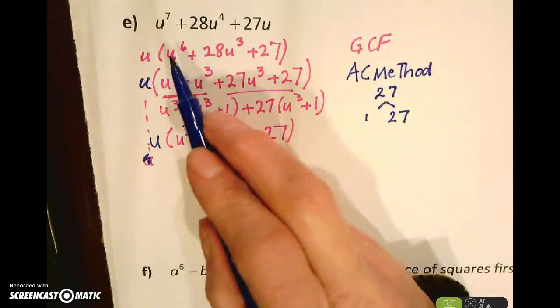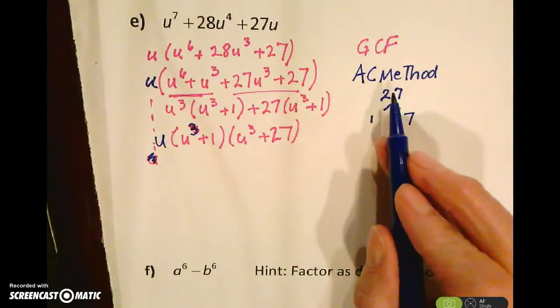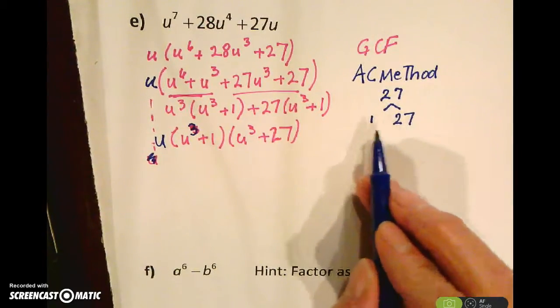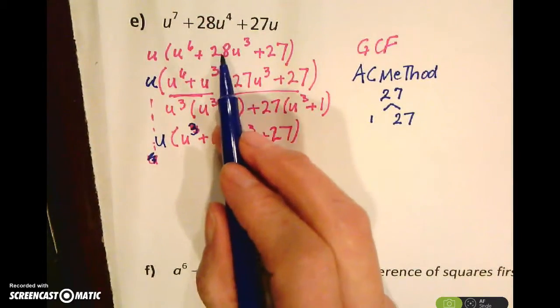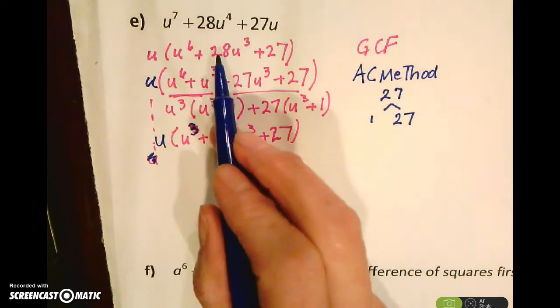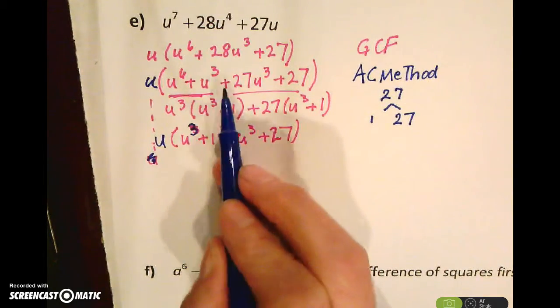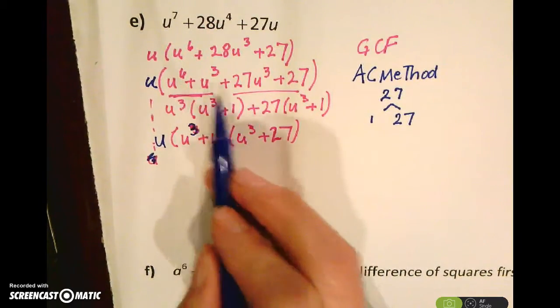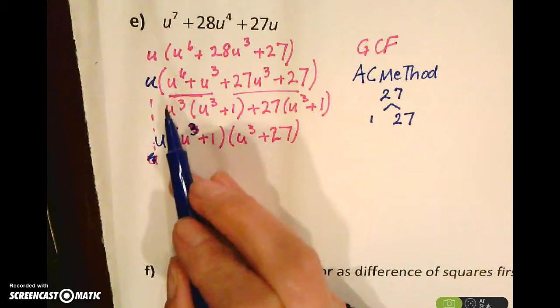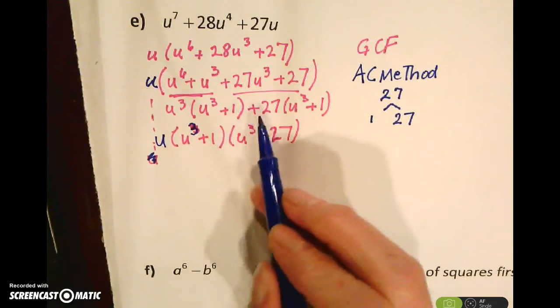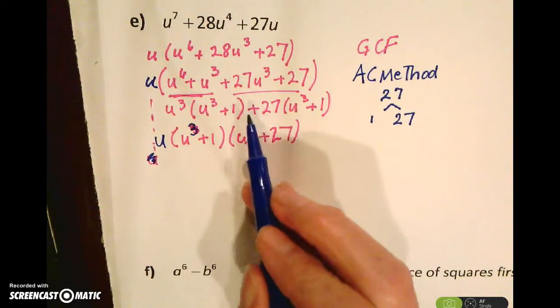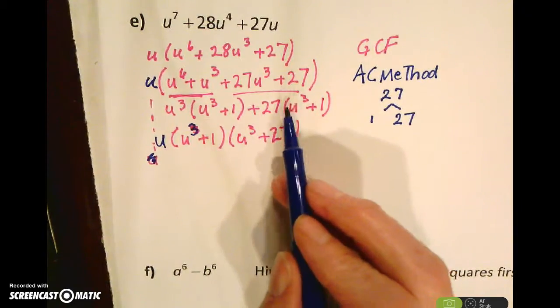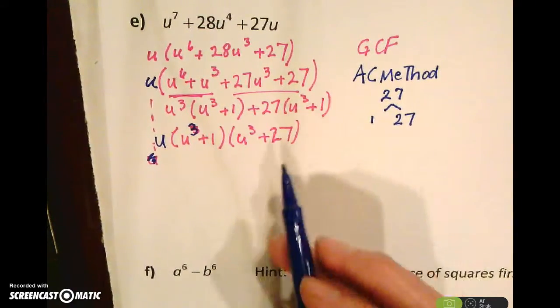All right, so I did 1 times 27, got 27. I chose 1 and 27. They multiply to be that, and they add to be 28. So I split my 28 into 1 plus 27. These are both U cubes. Then group 2, U to the third came out, left me with U to the third plus 1, and then 27 came out. 27 left me with U to the third plus 1.